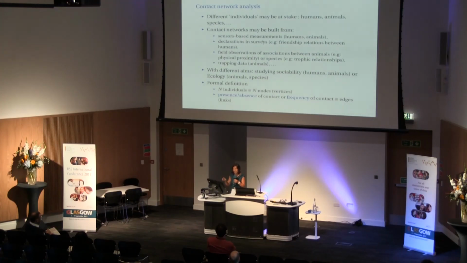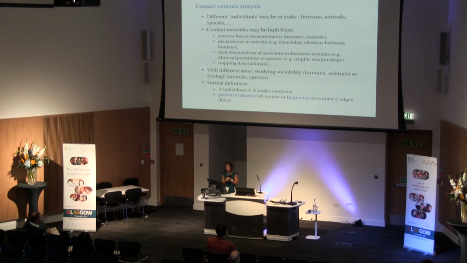In ecology, you have also a lot of field observations where someone just observes the animals and writes down all the contacts he observes between individuals. Or also you have species interactions like trophic relationships. When you know that this kind of species eats this kind of species in that area, then you record an interaction between those two species. And there are also trapping data, when you capture animals in specific locations, and when you capture two individuals at the same location within the same period, you consider that they may have interacted.